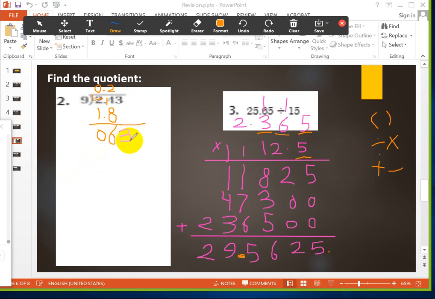Now, 63 divided 9, sorry, not multiply. 63 divided 9. What is the number that I will multiply with 9 that will give me 63?